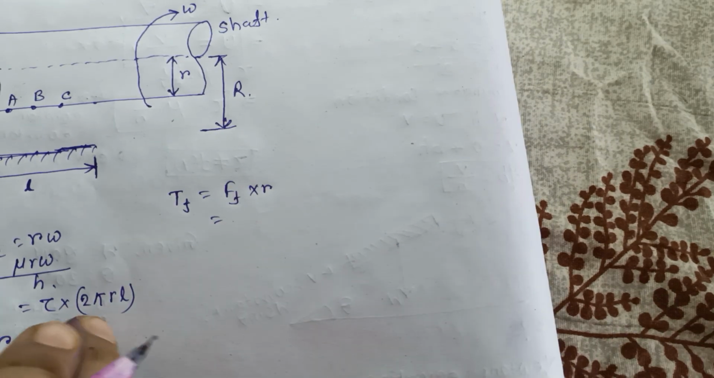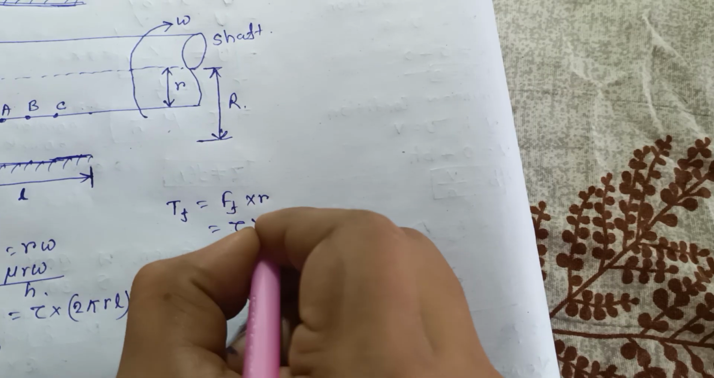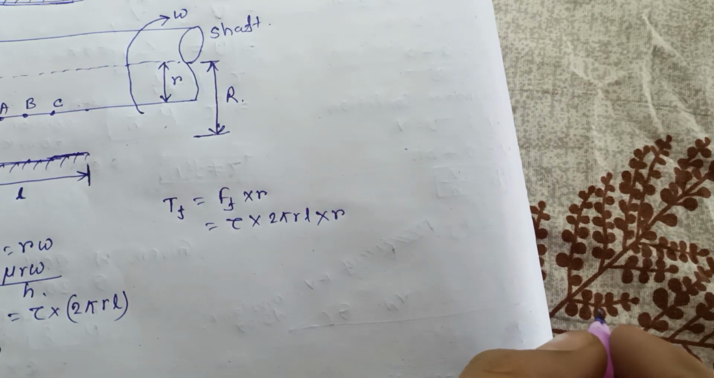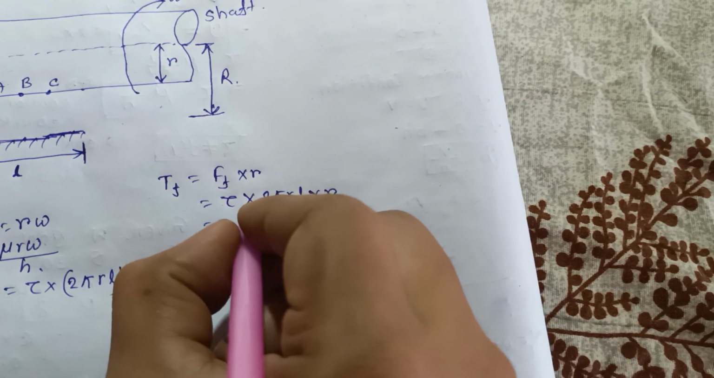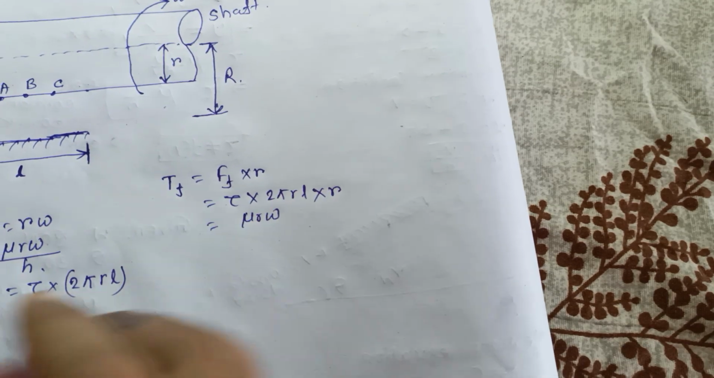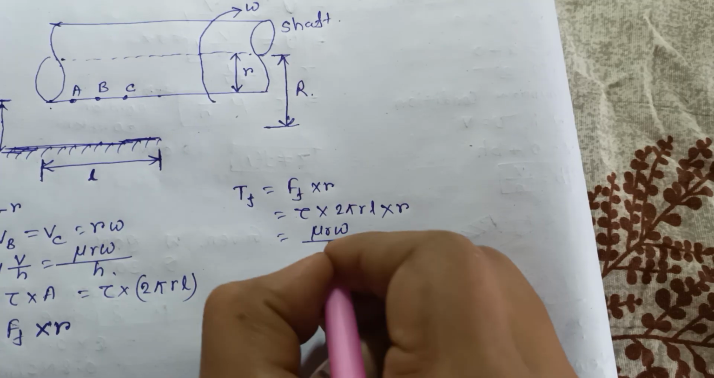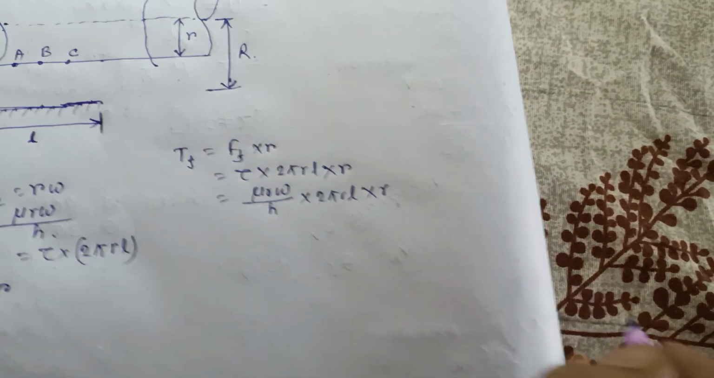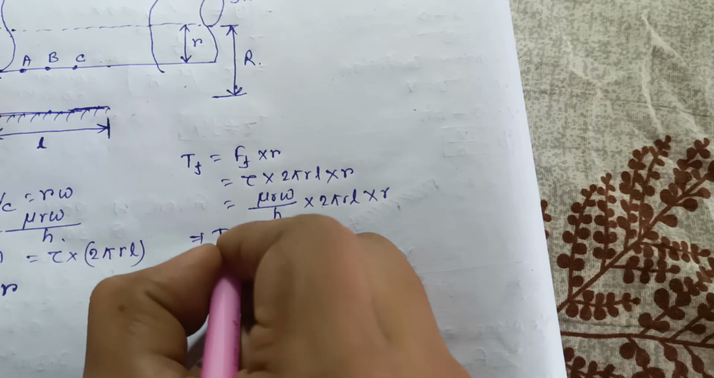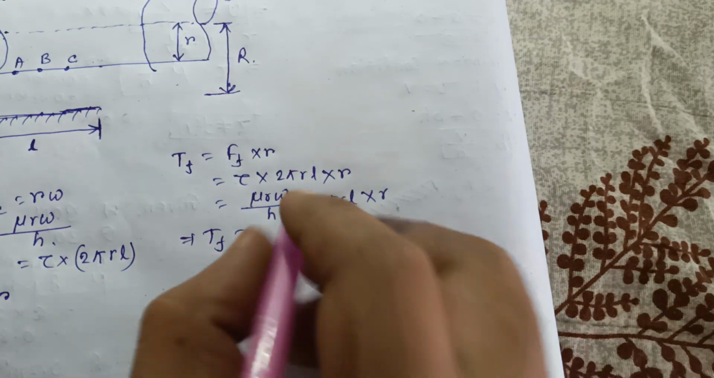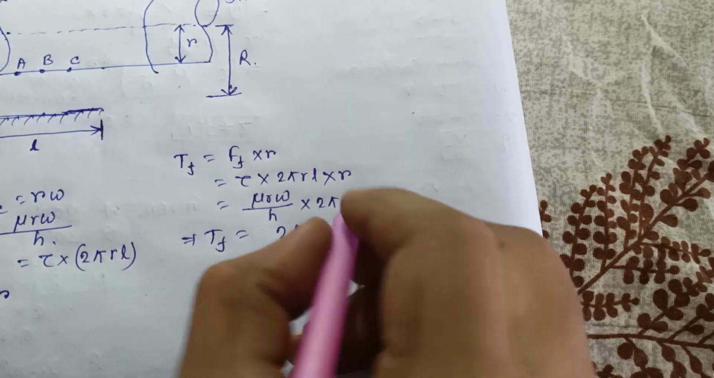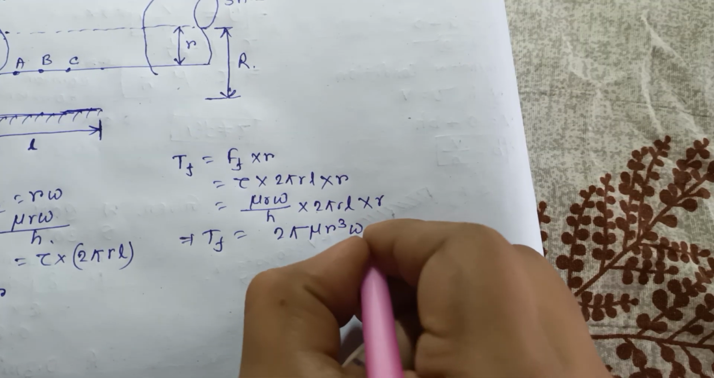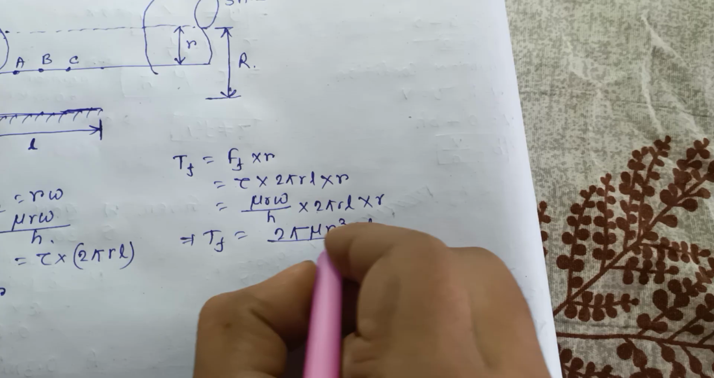What is the value of F_F? That is tau into 2 pi R L into R. Tau is equal to mu R omega by H. So from mu R omega by H into 2 pi R L into R, you can calculate T_F, the torque, that is 2 pi mu R cube omega L upon H.